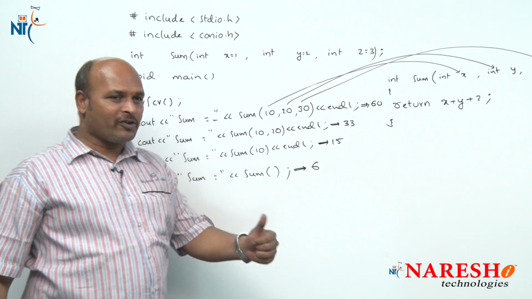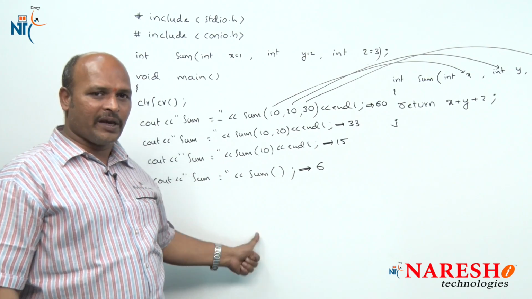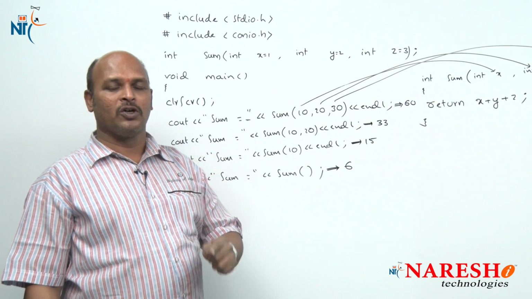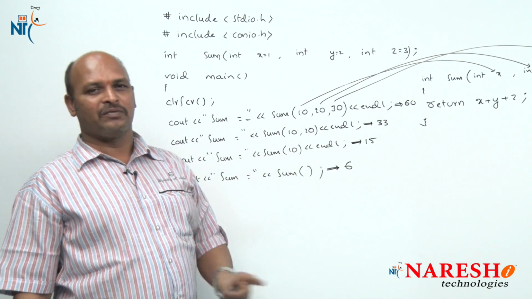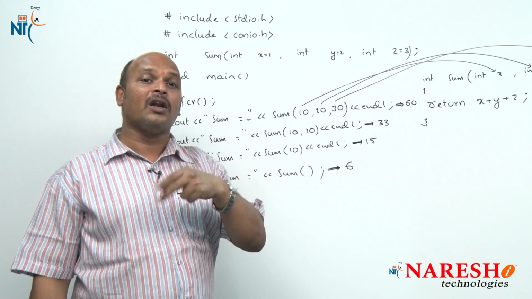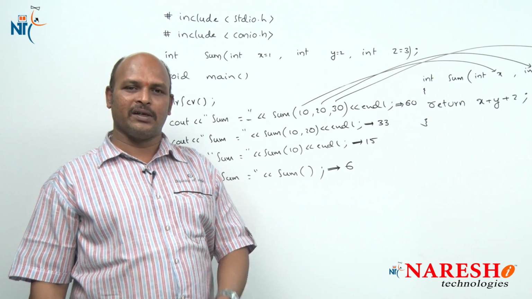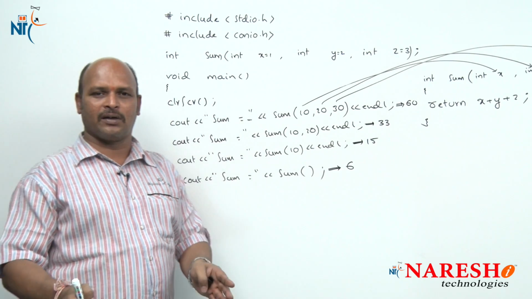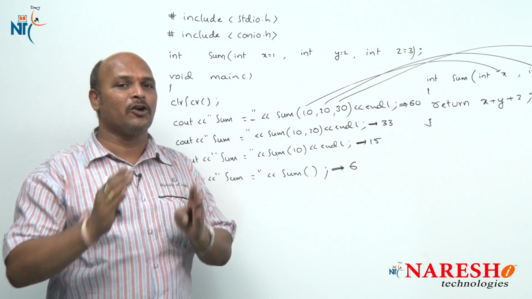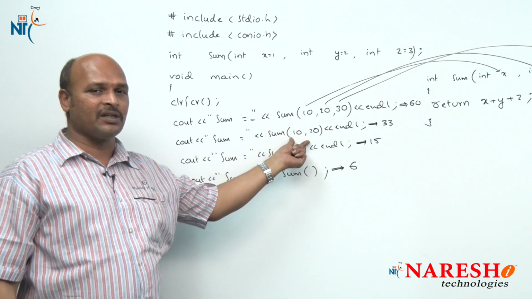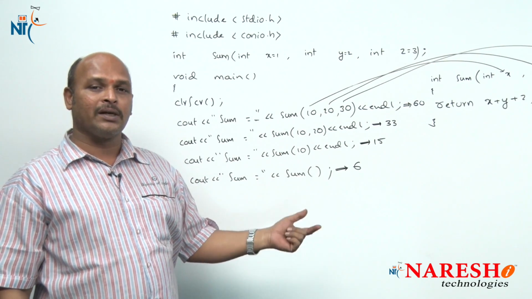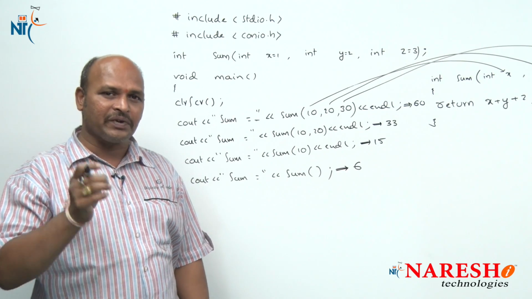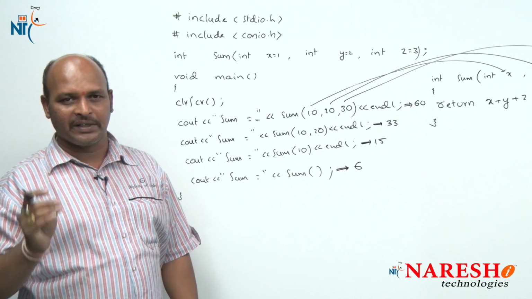That means according to this explanation, C++ allows us to call a function without passing all the arguments. Here the concept is very clear. C++ allows calling a function without passing all the arguments, which is called functions with default arguments.